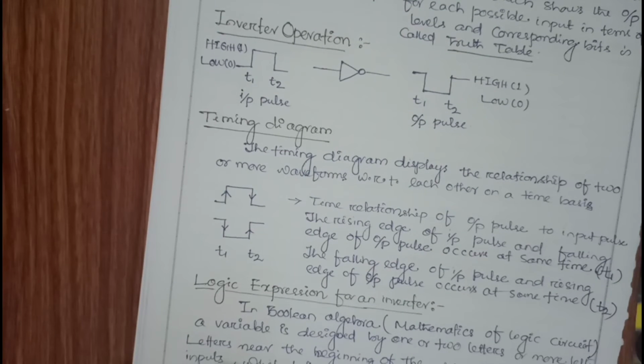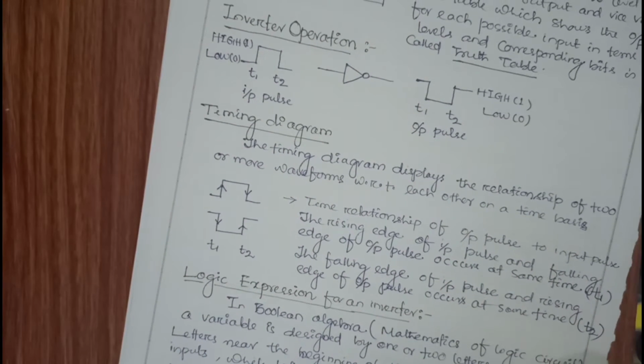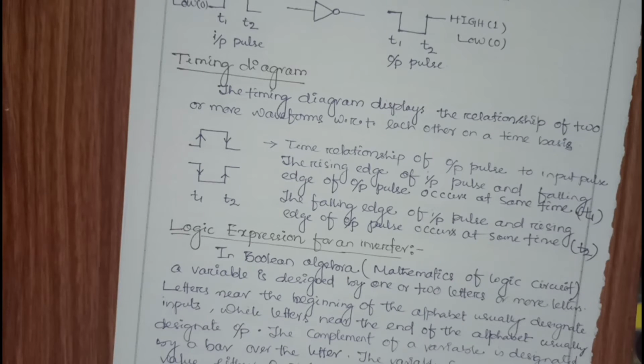What is the timing diagram? There are 2 to 3 waveforms, and from those waveforms we are going to tell about the characteristics of the waveform, whether they are rising, falling, whether they are high or low. This is the timing diagram. Then the logic expression for an inverter. So what is the logic expression?